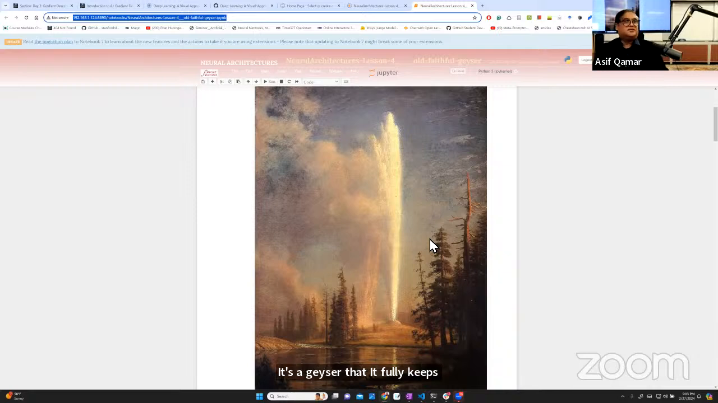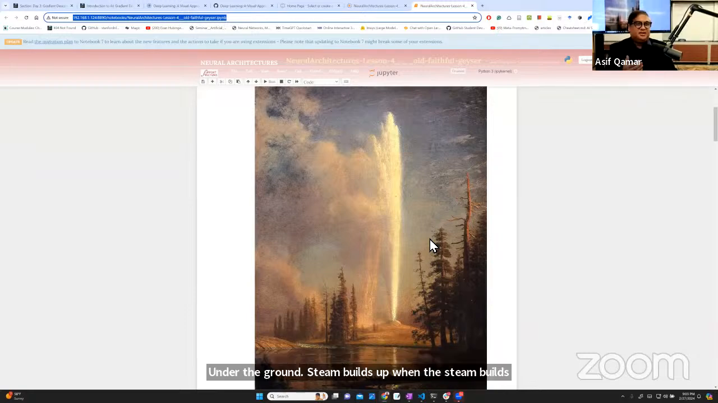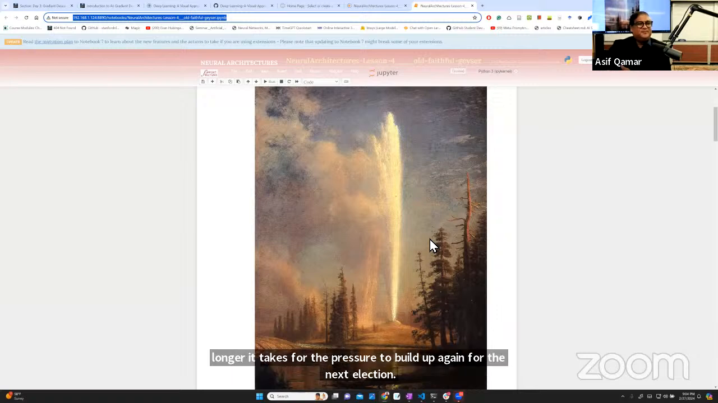Now, the way it works is that the geothermal phenomenon is that under the ground, steam builds up. When the steam builds up sufficiently, then suddenly through a fissure, the whole thing comes out. Right? So when it erupts, the longer the eruption, the more it gets depressurized, isn't it? And then, therefore, the longer it takes for the pressure to build up again for the next eruption. Does that make common sense, guys?